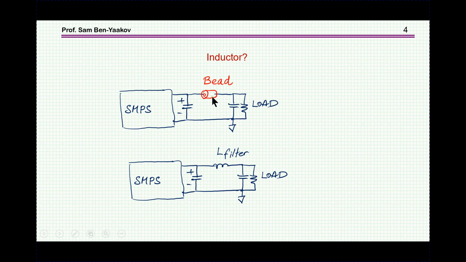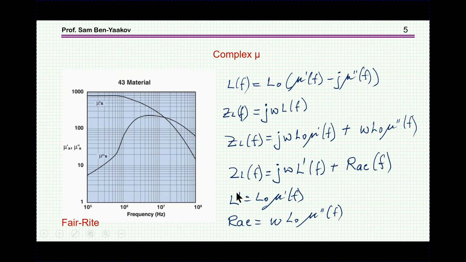So the bead is not supposed to work in this way. In the bead you'd like to have the damping effect, that is the resistive, the lossy effect. So the operation of a bead is absorbing the interference rather than attenuating it. In other words, the bead is supposed to convert the interference into heat by absorbing this energy. So it's a different story than a regular filter.